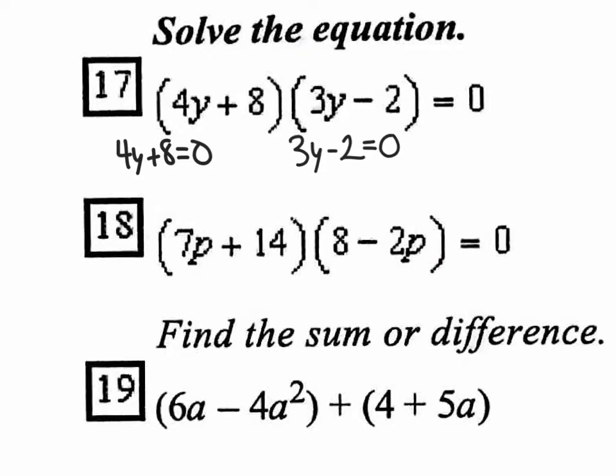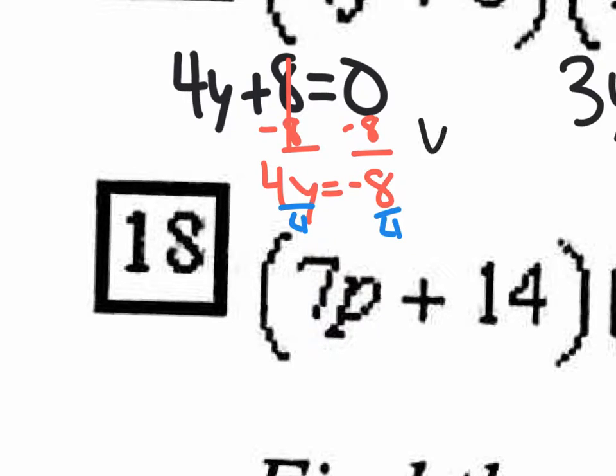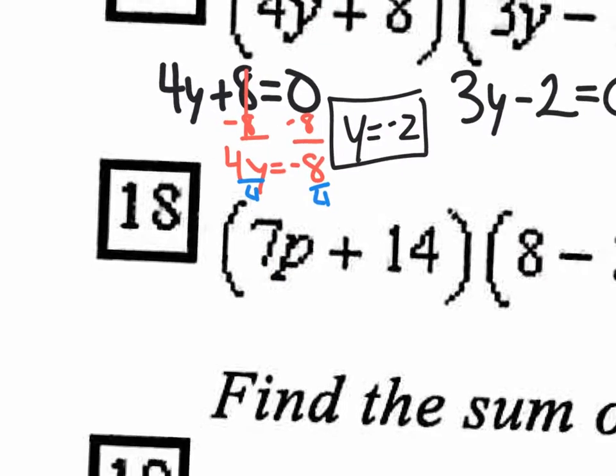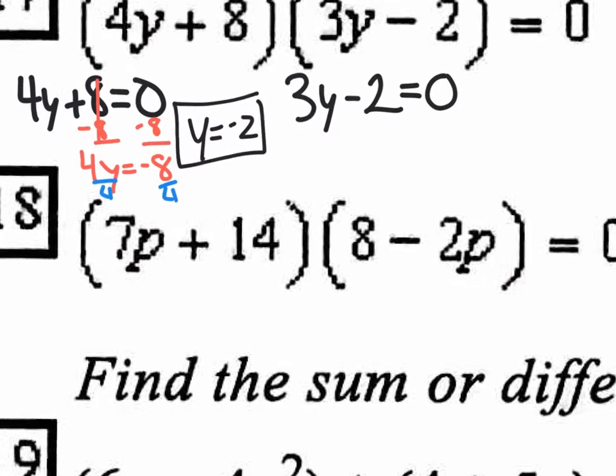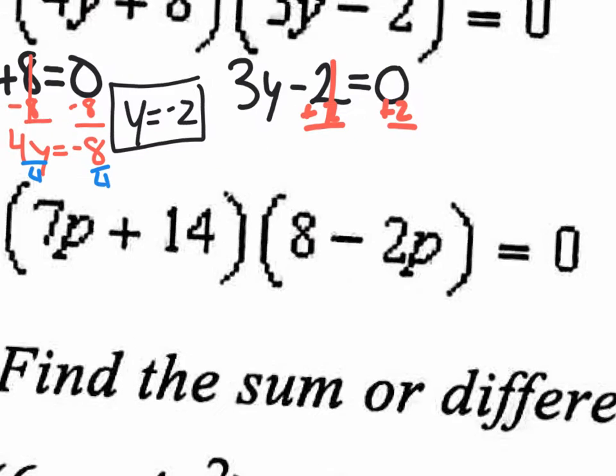Let's zoom in and work on the 4y plus 8 equals 0. Of course we're going to subtract 8 on both sides. That'll cancel out. You're going to have 4y equals negative 8, and then you divide both sides by 4, which means that your final answer is going to be y equals negative 2. Now that's one answer. Now you want to also go to the other one and solve that one. You're going to get rid of that minus 2 by going plus 2, plus 2. You're going to end up with 3y equals 2. Let me zoom in a bit.